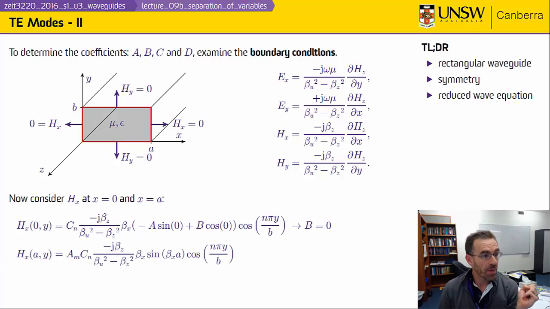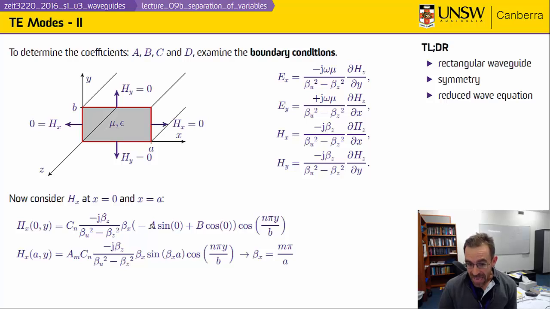I now apply my boundary condition at x equals a. So we're over here on this right-hand side, and we have exactly the same situation. I've got this expression. But the only way that this expression can be equal to 0 is if this sine term is equal to 0. And that happens whenever beta x times a is an integer multiple of pi. Same exact argument. So that tells me that beta x equals m pi over a.